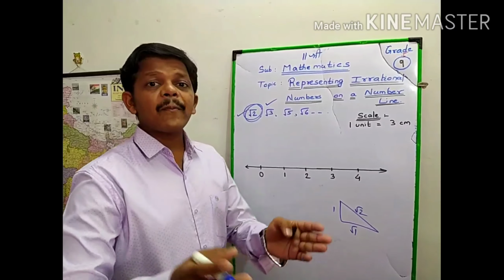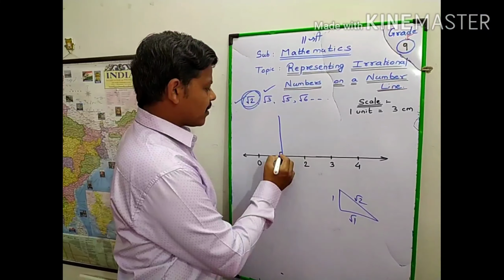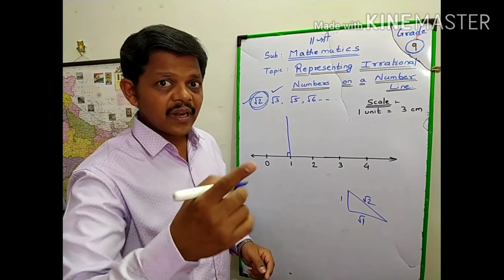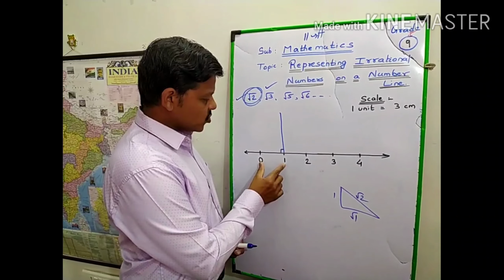Let me draw a perpendicular line. So this is what you can see on your screens, the steps we have written. Take an appropriate number line. And then step number 2 is draw a perpendicular at point 1. So this is the perpendicular. With the help of protractor, I'll mark a 90-degree point and draw this. Correct. Now the next step, what you can see, take a distance of 1 unit and mark it on this perpendicular line. So see here children, this much is 1 unit.